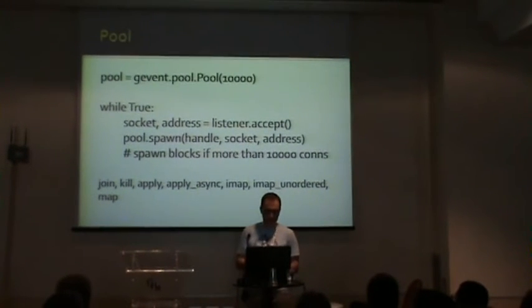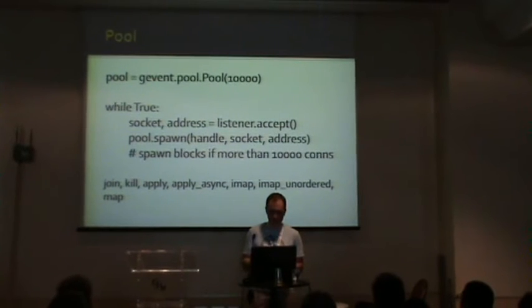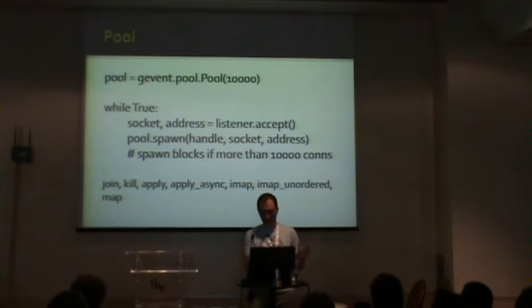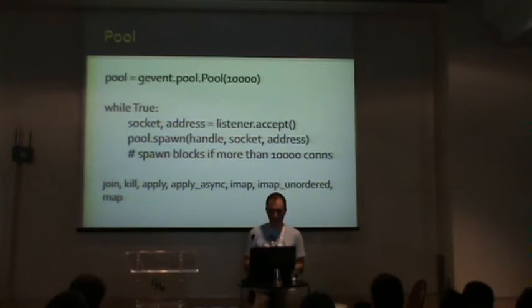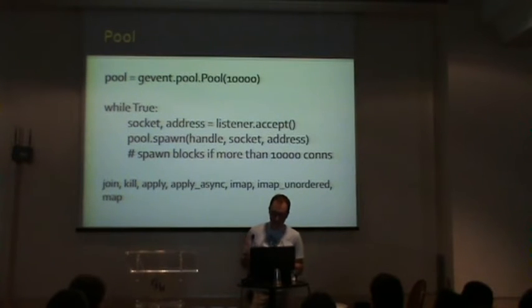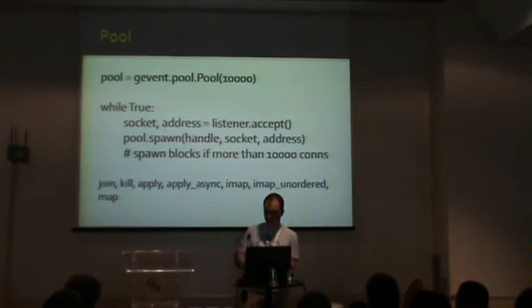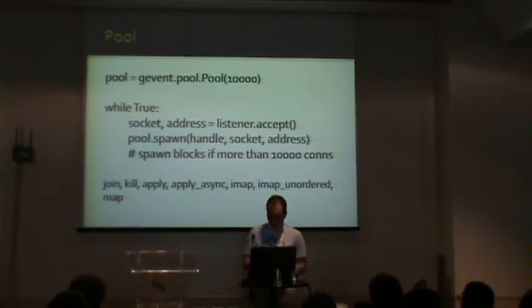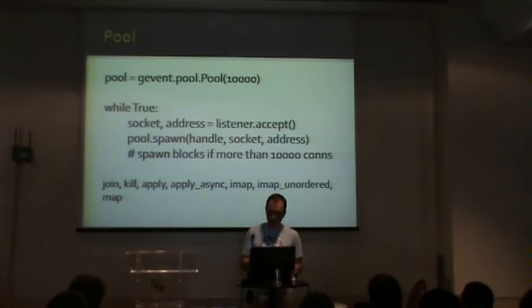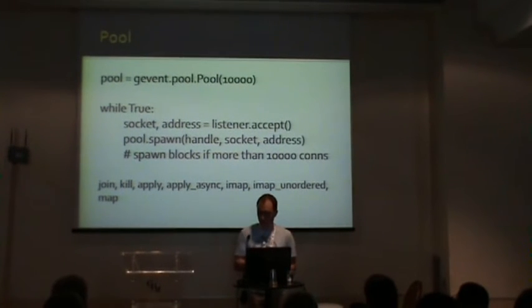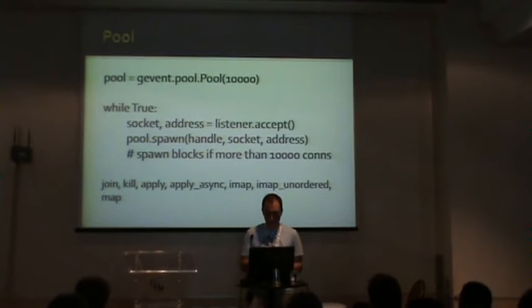The Pool class is for managing greenlets in a group. It also has a spawn method, and when you call pool.spawn, the greenlet becomes part of this group. A pool can have a limit of how many greenlets it can hold. For example, this has 10,000, and when it reaches 10,000 active greenlets, which are in this case the connections, spawn just blocks until there is a free slot. The API of the pool is inspired by the multiprocessing pool. There are lots of methods like imap and imap_unordered that are already present in multiprocessing.